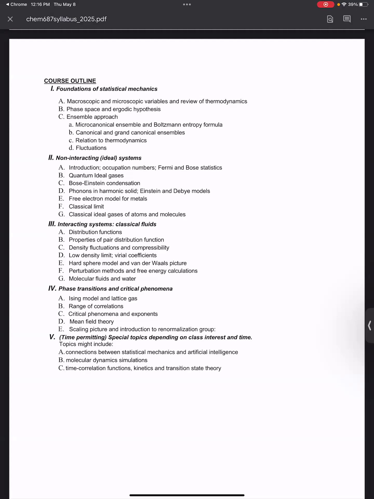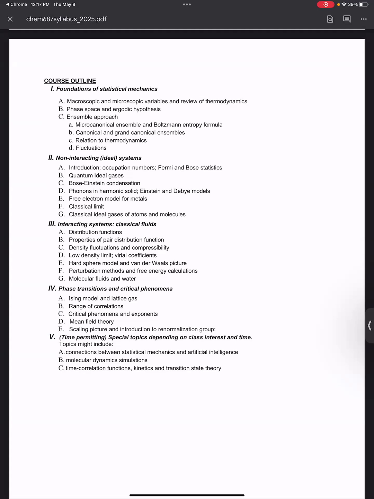Then we did phase transitions. You, for the first time, hopefully, or maybe more than the first time, got introduced to the Ising model. We did talk about lattice gas. And we talked about critical phenomena and exponents. We looked at mean field theory, the droplet argument. We looked at renormalization group today. We did not do the advanced topics, but I mentioned at different points connections between StatMech and AI.